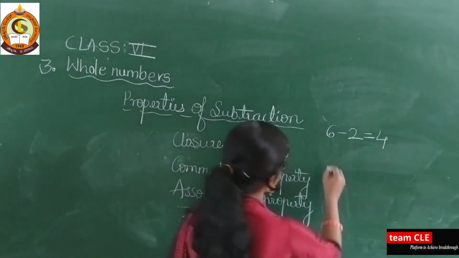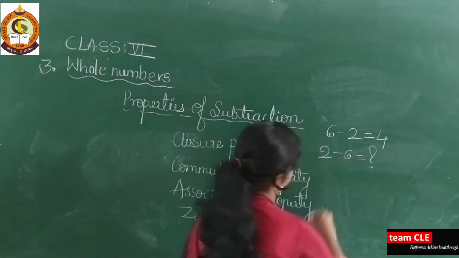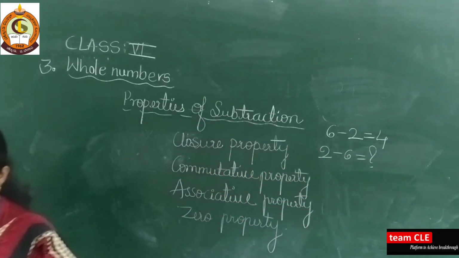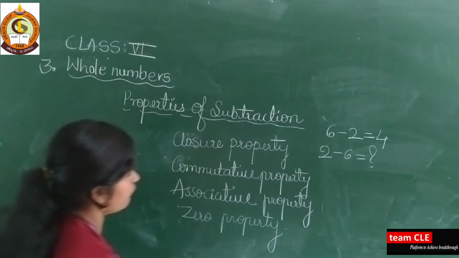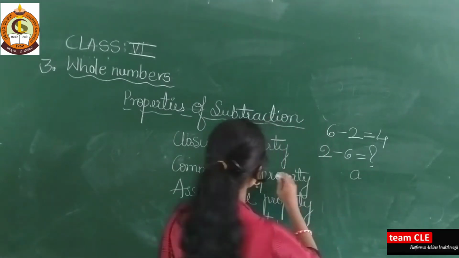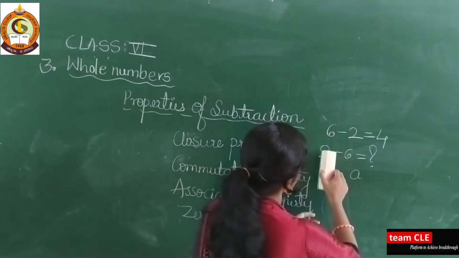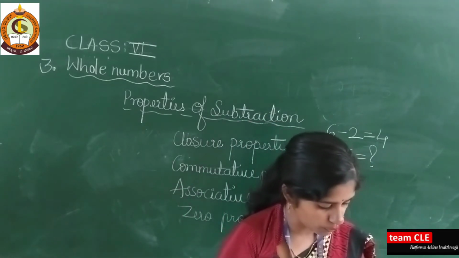But next you subtract here: 2 minus 6 is equal to what? Is it possible? No. Therefore, the closure property will not exist here. So, what is this? This is the commutative property. Take here 6 minus 2 is 4, and here the closure property.